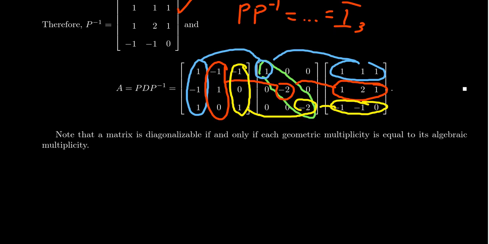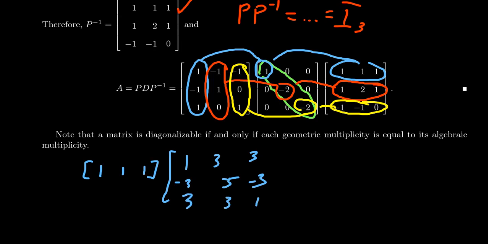If you take the P inverse, the vectors of the P inverse give us row eigenvectors, so left eigenvectors. So if you take 1, 1, 1, and multiply it by the original matrix A, which is 1, 3, 3, -3, -5, -3, 3, 3, and 1, and multiply this through using the vector on the left, you take the first column, the dot product there, you're going to end up with 1 minus 3 plus 3.